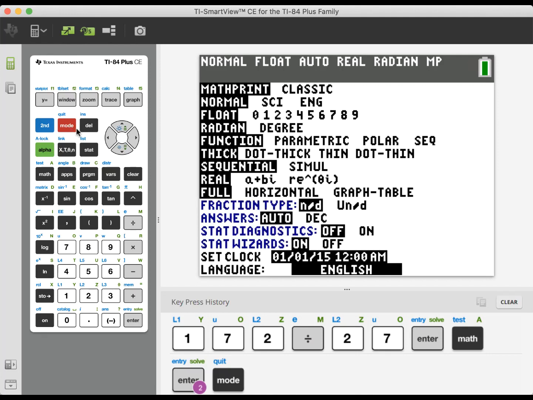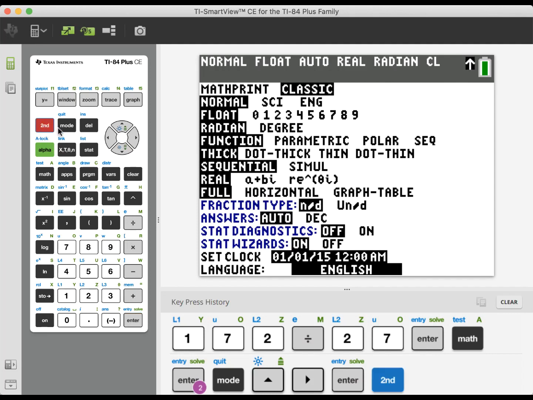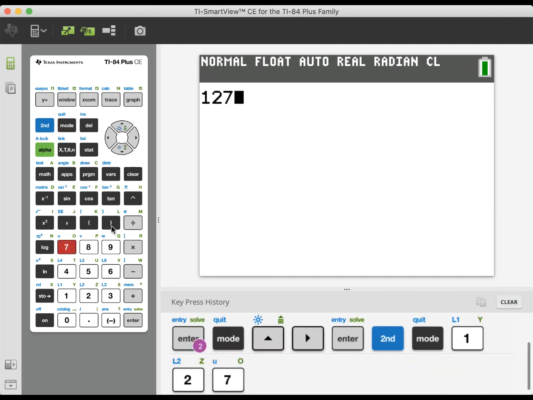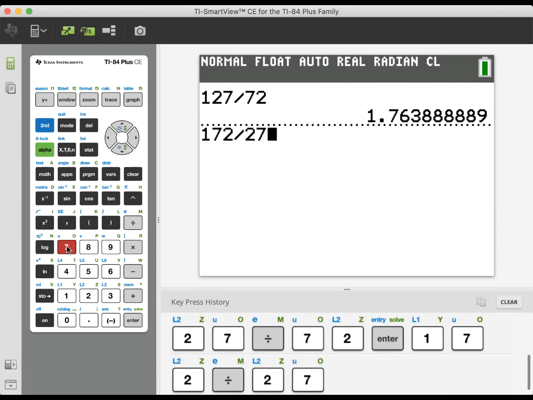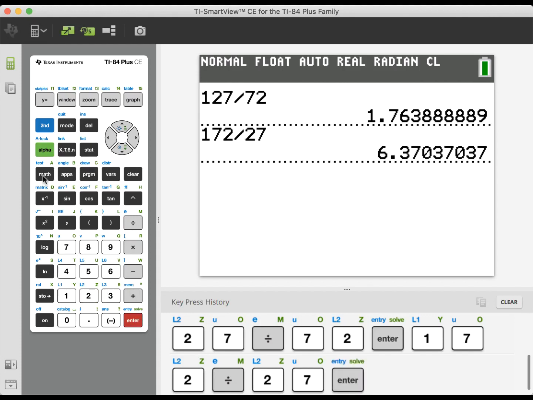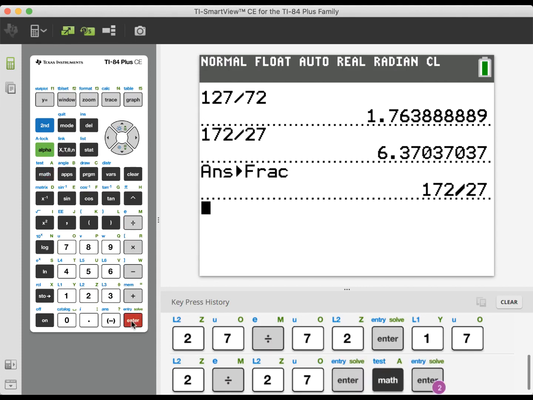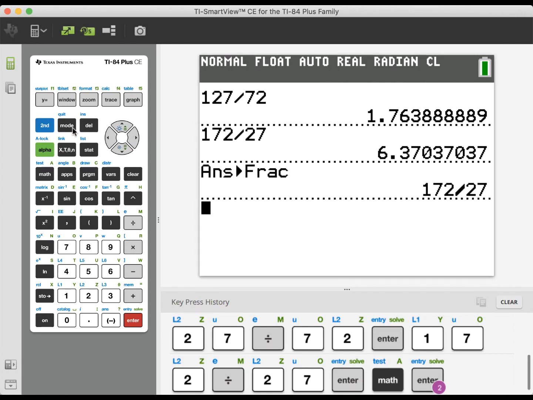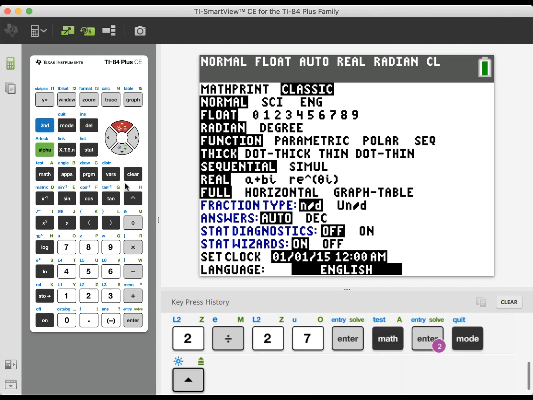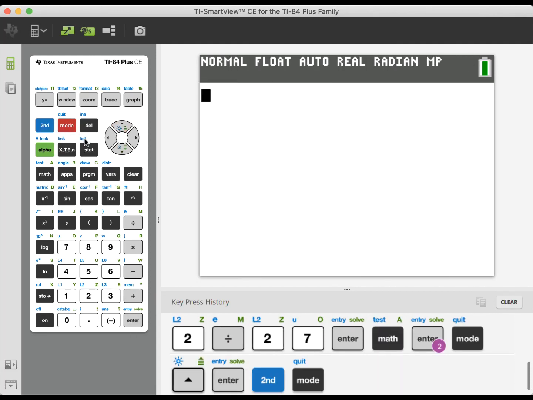Now, let me go ahead and show you a couple of things. Now, if I click on Classic, if I do 172 over 27, there we go. And then if I do math, enter, it doesn't look really any different until you reach this point. Notice that with this classic view, it doesn't have that ability to do that fraction over fraction. So make sure that you always want MathPrint on if you have that option. Not all of you will.